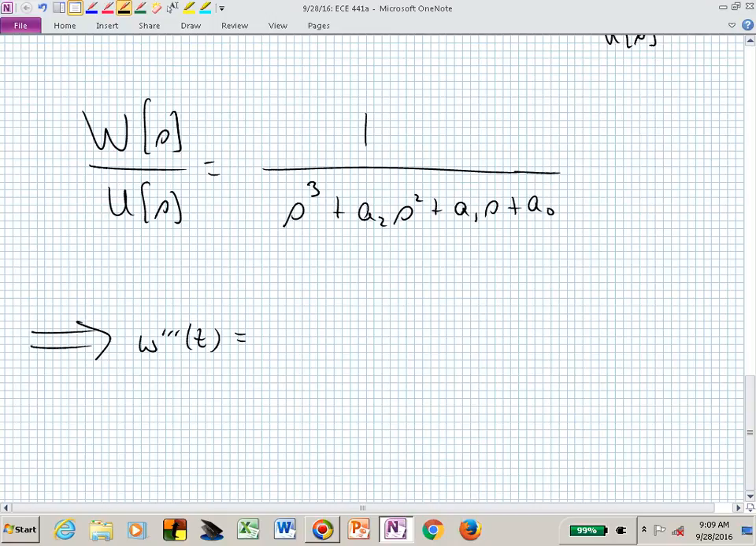and then we're putting everything else on the right side, meaning we now have an a sub 2, w differentiated twice, minus an a sub 1, w differentiated once, minus an a sub 0, w, plus u.